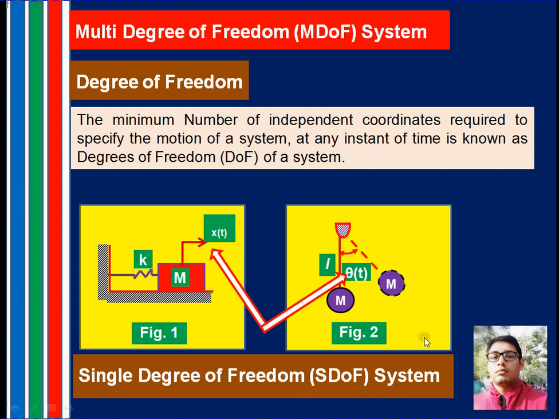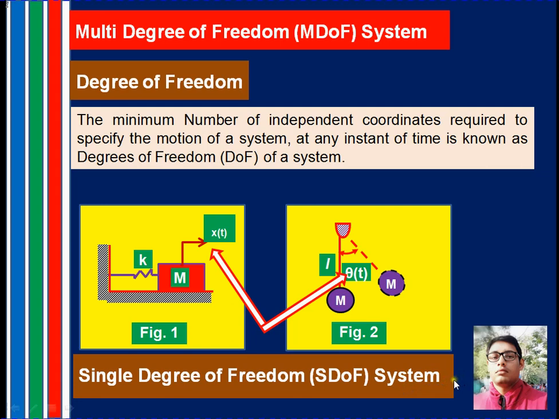Once you move to figure 2, as long as the length of the pendulum remains constant, the angle theta at any time t decides the position of the mass m. So here, the position of the object at any instant is decided by only one parameter. In figure 1 it is x of t and in figure 2 it is theta of t. So these types of systems where only one parameter is required to define the position of an object are called single degree of freedom systems, SDOF systems.